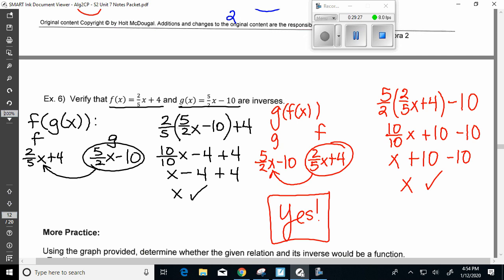So again, to verify it algebraically, you're doing function composition. To recap, we started by just writing the inverse of a function, and then we verified it both using a graph and algebraically using compositions.